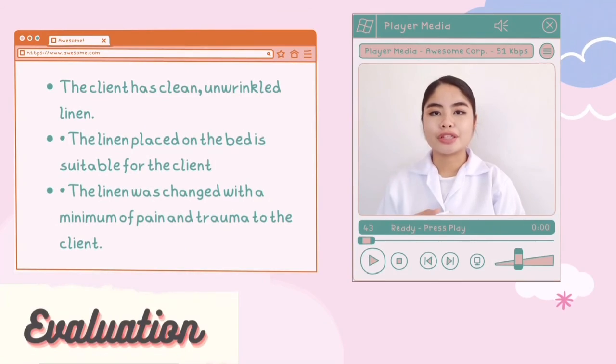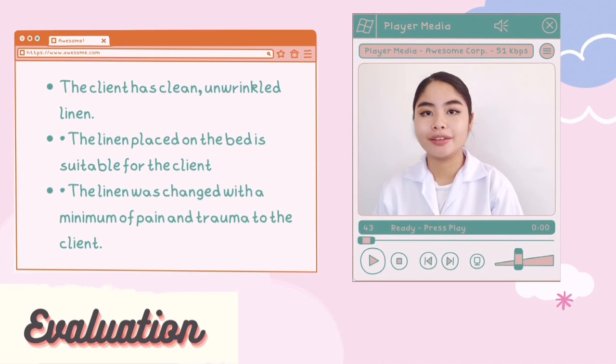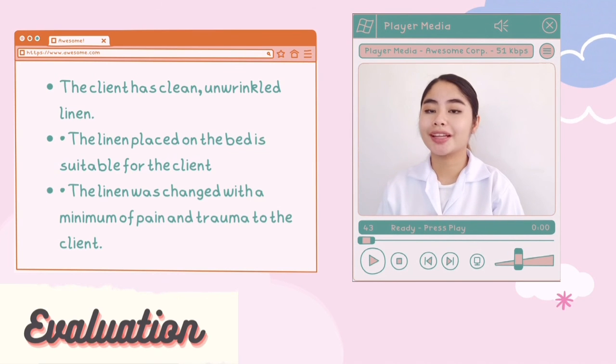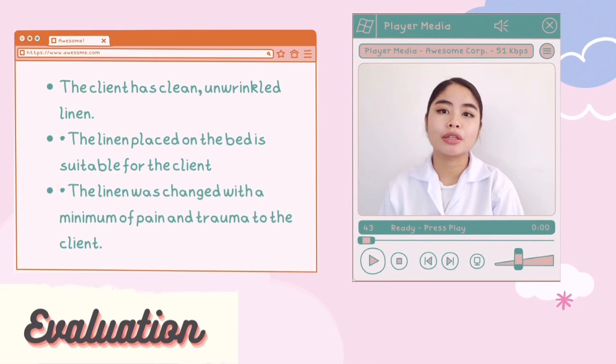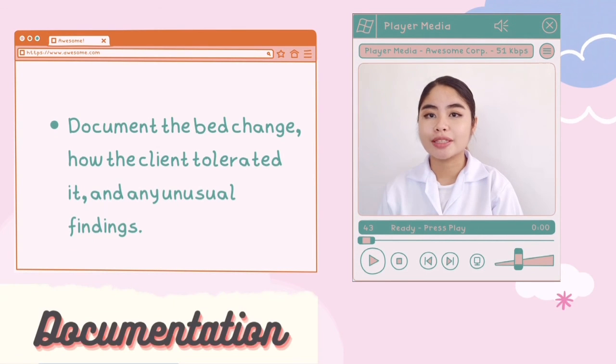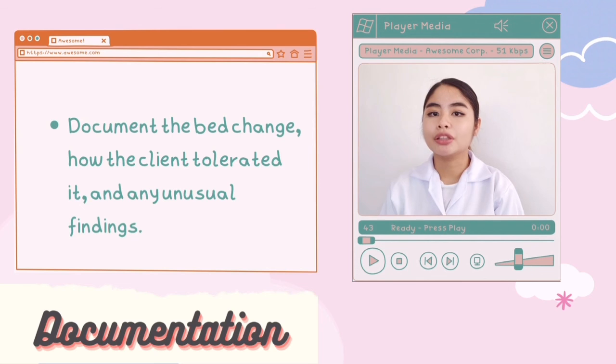For the evaluation, the client has clean unwrinkled linen. The linen placed on the bed is suitable for the client's special needs. And lastly, the linen was changed with minimum pain and trauma to the client. As for the documentation, you have to document in the nurse's note the bed change and how the client tolerated it and any unusual findings along the procedure.